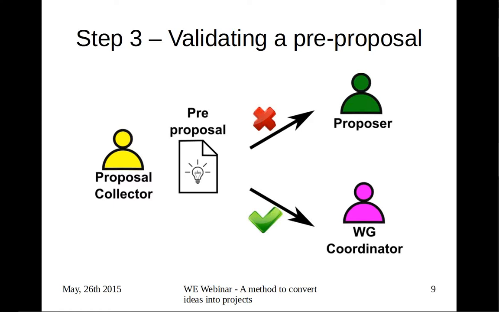The proposal collector sends the proposal to the corresponding working group coordinator, based on the different working groups. If the proposal is about the market assessment in a certain country, it goes into the market assessment group. If the proposal is about a new type of course for building wind turbines, it goes into the education working group.